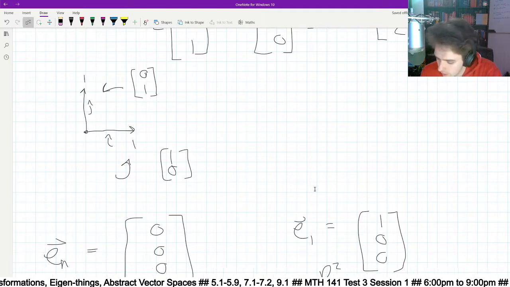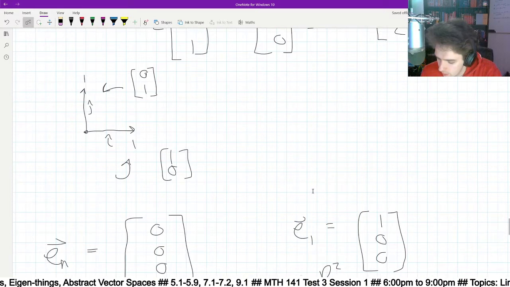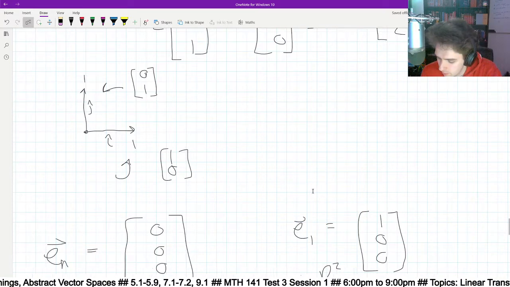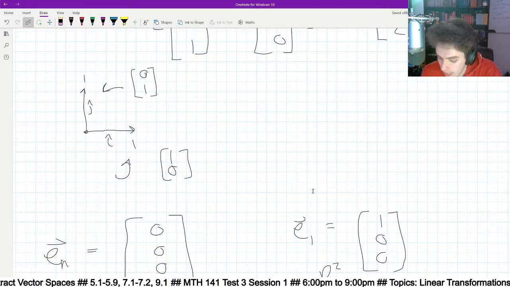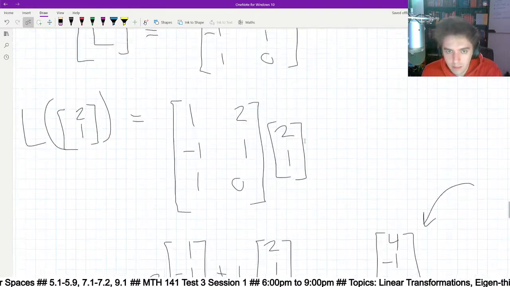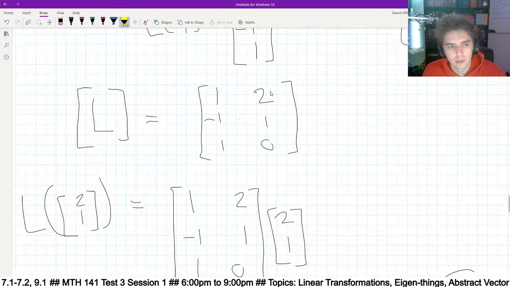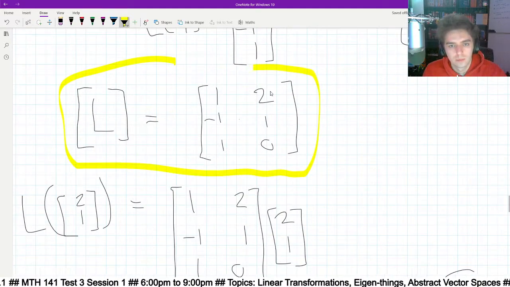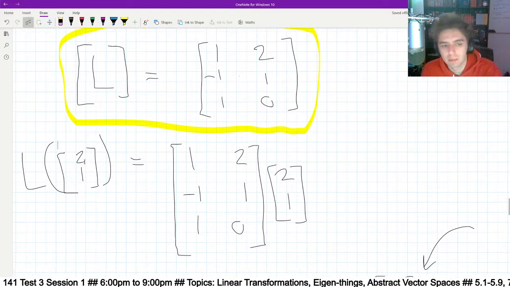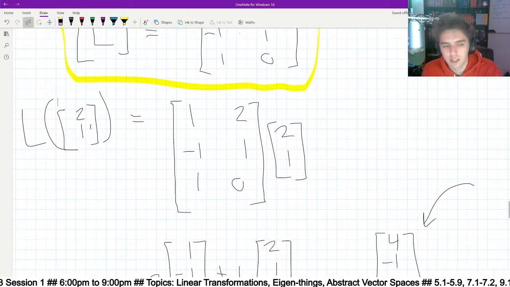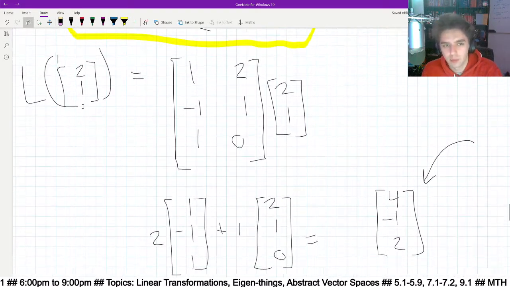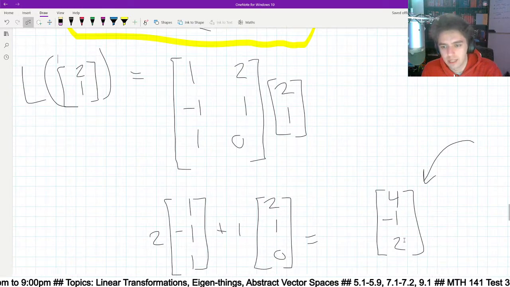That's our example. Wait, that was a numerical question? Yeah, because up here we found the matrix representation of L, which is what we were looking for. Then you just did it for 2, 1. I just made that up. I said, if we wanted to take this vector and move it, where would it land after the transformation? Well, it would land at 4, -1, 2.